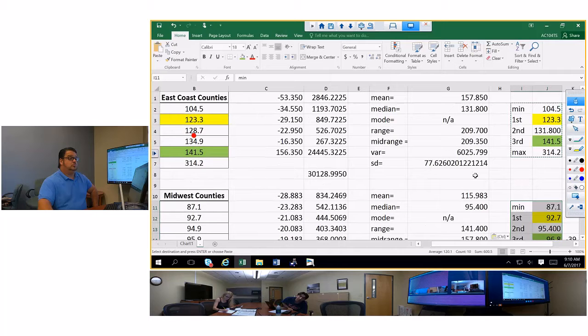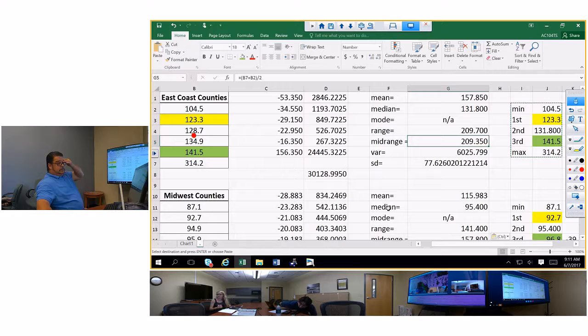Now I want y'all to draw the five-number summary for both of them. I meant the box plot. So the minimum's the smallest number, 123. And you're going to have to use the mid-range. Mid-range is the middle of your number line, divided by two.